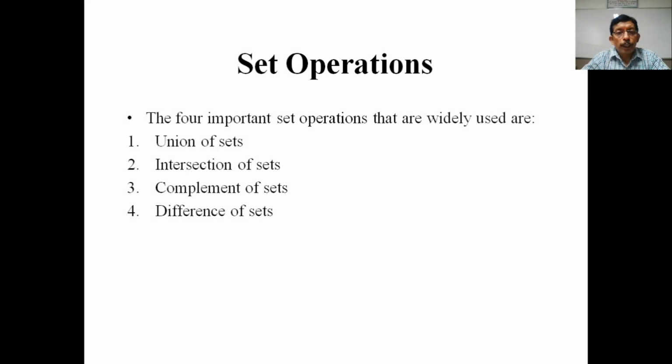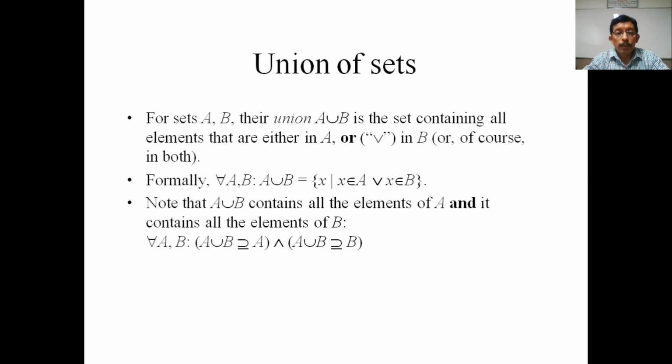Now the next topic is set operations. There are four types of operation: union, intersection, complement, and difference of sets. First is the union of sets. If A and B are two sets, then A union B is the set which contains all the elements of set A and set B.